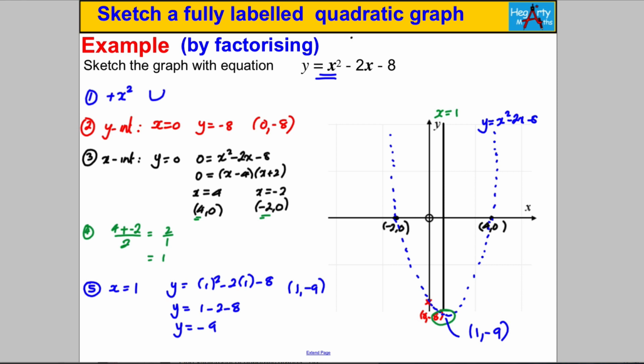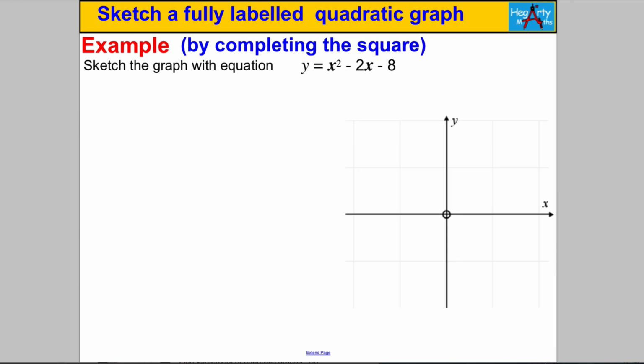Okay, so there you go, sketching a fully labelled quadratic graph just using the technique of factorising. Now, I'm going to do the exact same graph here, but I'm going to show you that you could have done this by completing the square as well. I'll just leave it up to you which one you'd rather do. So, this time, the exact same graph, pause the video, see if you can draw a fully labelled quadratic graph just by completing the square, not by factorising.